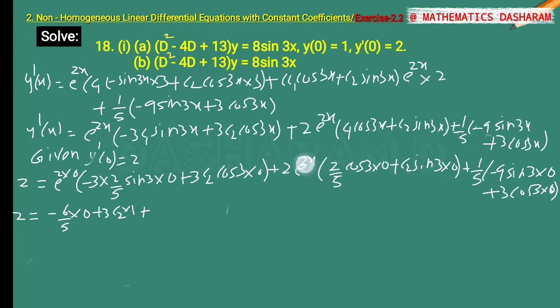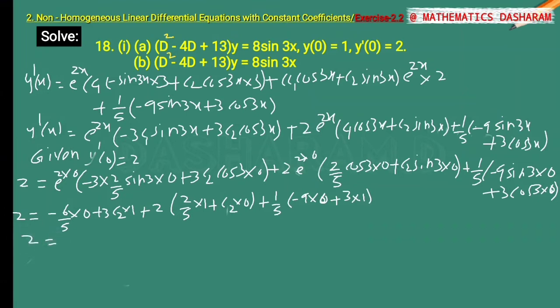Next, plus 2 by 5 bracket of cos 3 into 0, cos 0 value 1, plus c2 into sin 3 into 0, sin 0 value 0, plus 1 by 5 bracket of minus 9 into sin 0 plus 3 into cos 0 is 1.